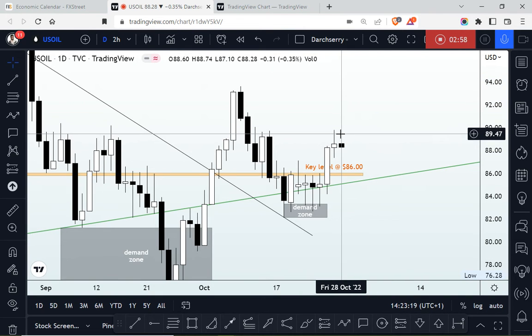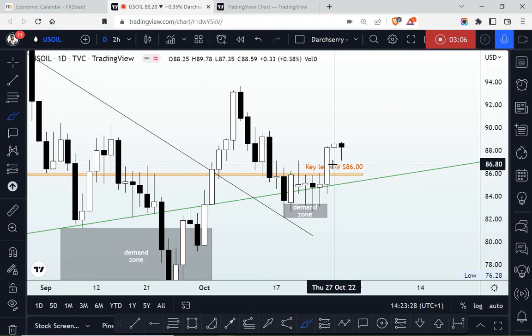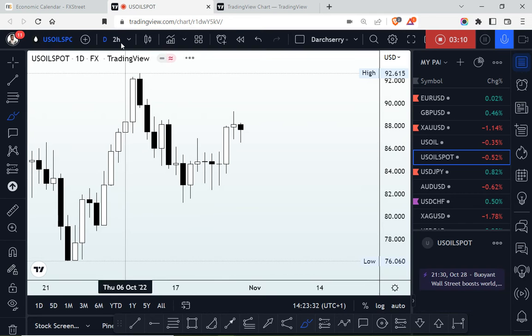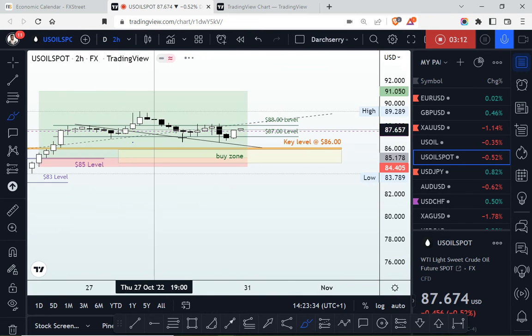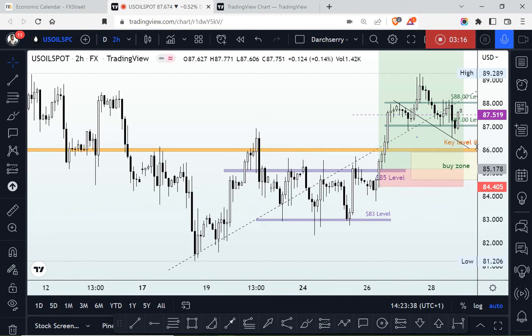So let's scale down to the lower time frame and let's see what is really happening around here, and let's use the structure we can identify here to make a decision for the week. So in order to do that, we would like to scale down to a much lower time frame, let's say the 2 hours time frame, and let's see what is happening on that point.